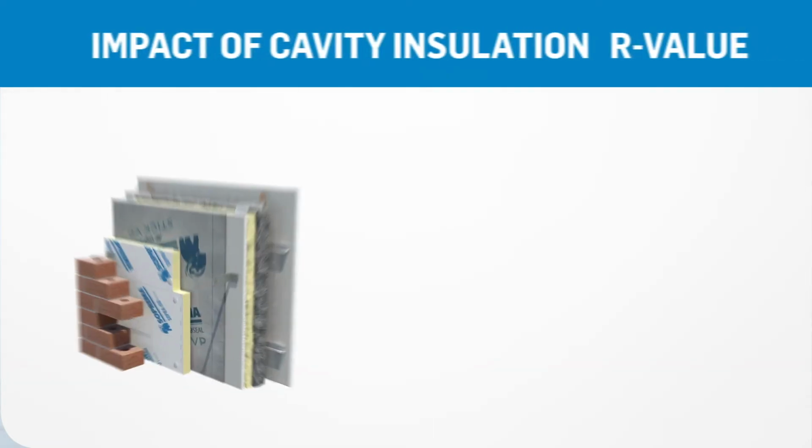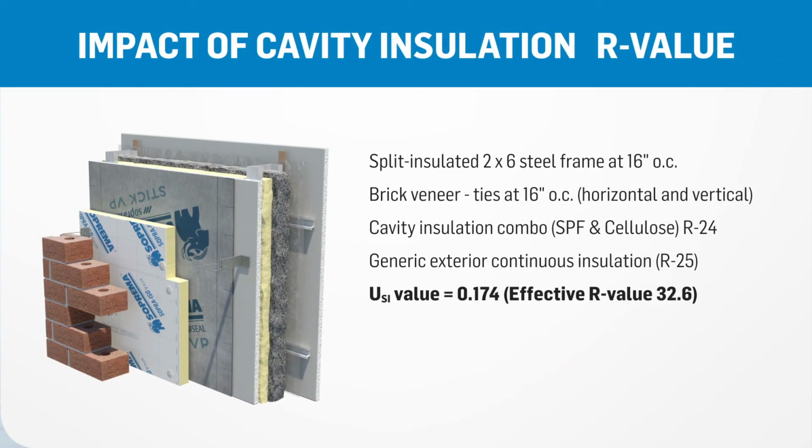We also wanted to see the impact of adding a bit more insulation in the cavity. Let's model an assembly with R25 exterior insulation and a combination of cavity insulation technologies composed of 2 inches of sprayed polyurethane foam and the remaining space filled with cellulose fiber. This assembly provides R24 of insulation inside the cavity. This assembly reaches an effective R value of 32.6.